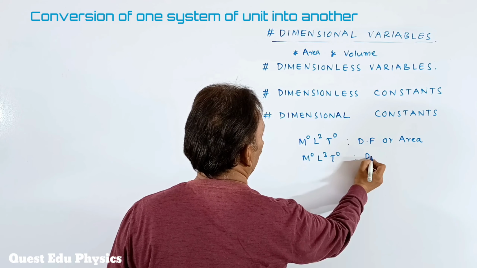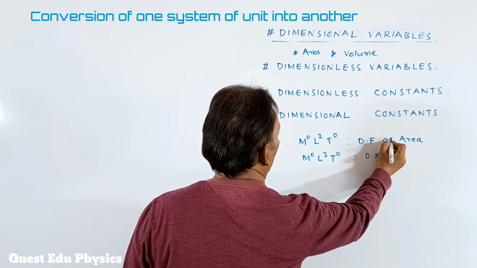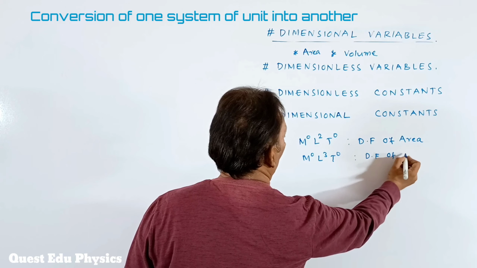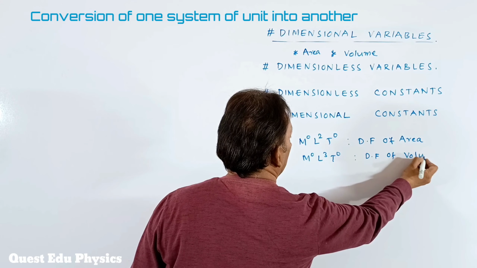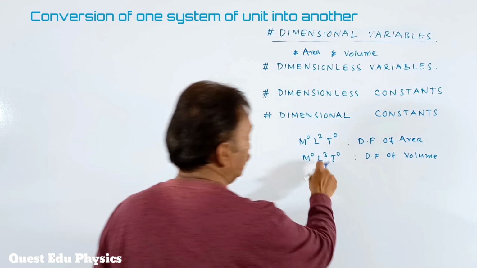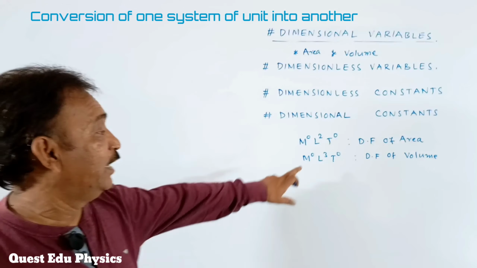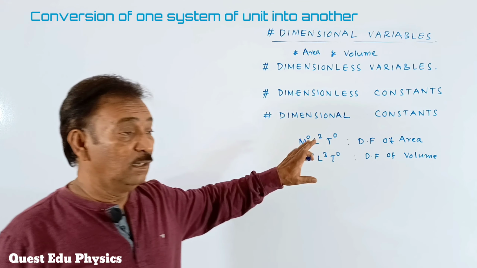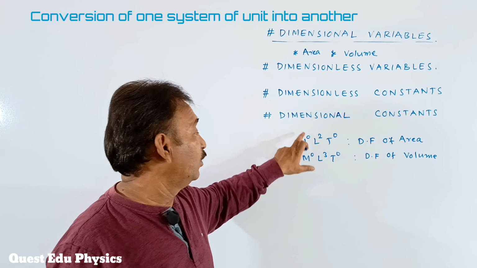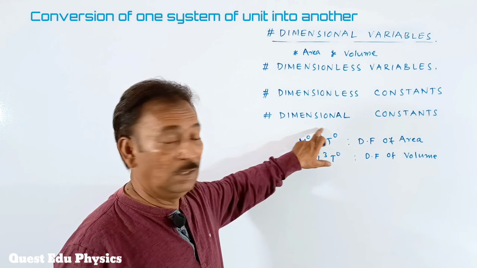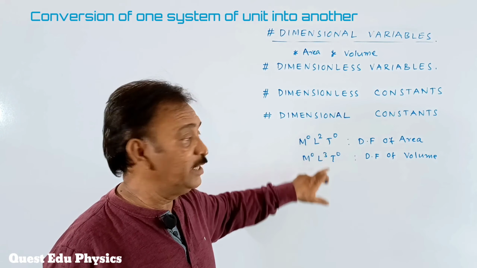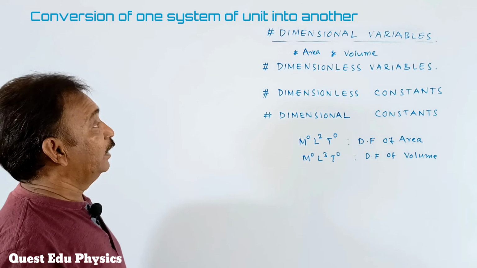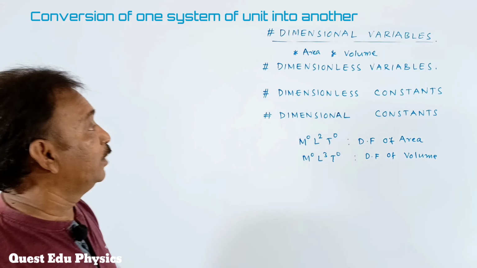That is the dimensional formula of volume. See, the value of L is changing. That's why I said it is a variable. Here L has the power of 2 and it changes to 3. In the same way, you can take the length and write it as M^0 L^1 T^0. The L value is changing here. I think you understood what a dimensional variable is.